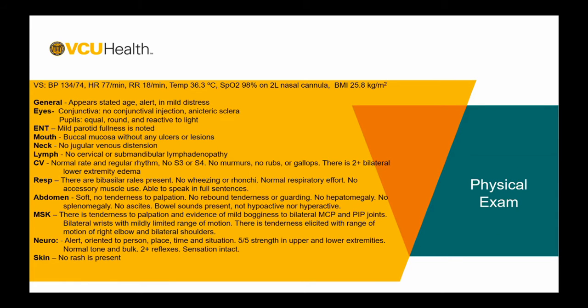For her physical exam, vitals included a blood pressure of 134/74, heart rate 77 beats per minute, respiratory rate 18 breaths per minute, temperature was 36.3 degrees Celsius. Her oxygen saturation was 98% on 2 liters nasal cannula, and her BMI was 25.8. Generally, she was alert in some mild distress from a respiratory standpoint. Her eyes, there were really no remarkable findings on her eye exam.